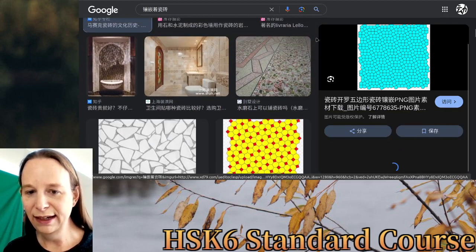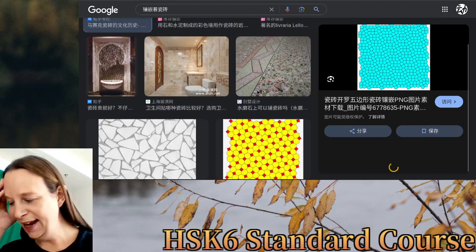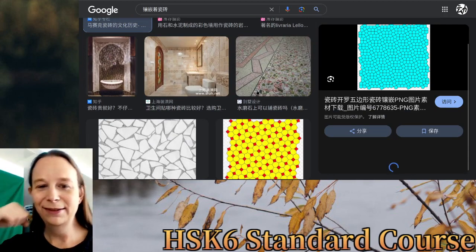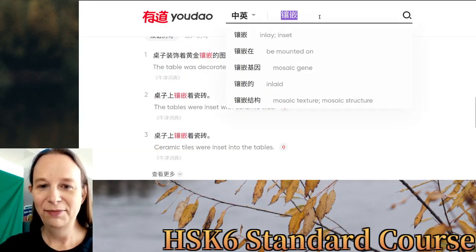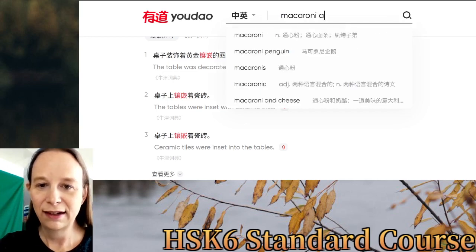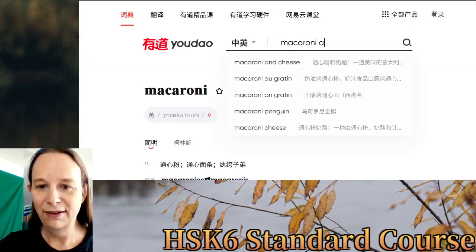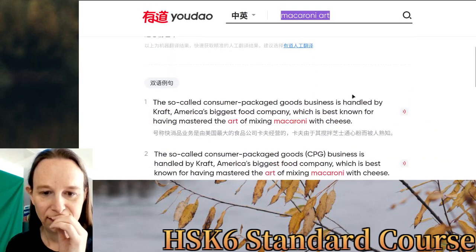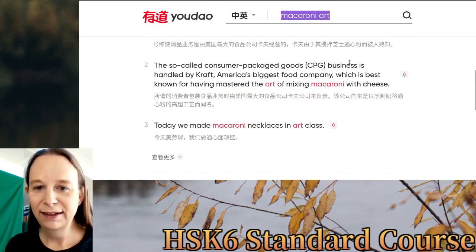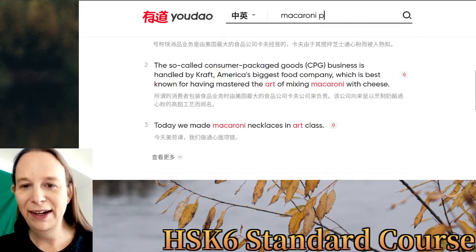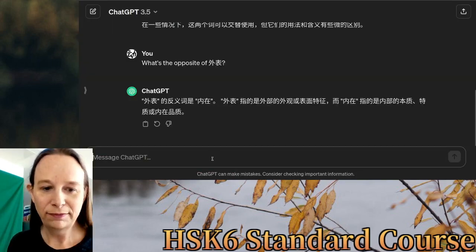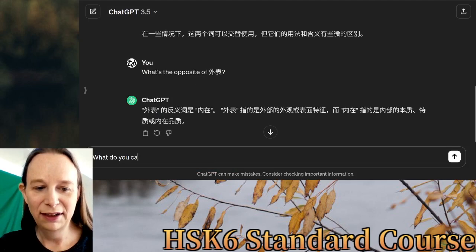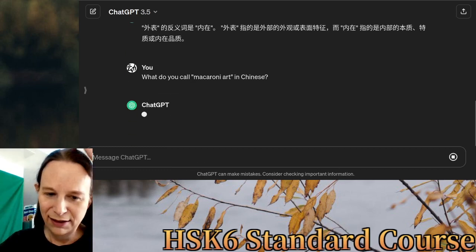So 镶嵌. So this is inlaid in the sense of you stick things in concrete or whatever and glue them together. What do you call those macaroni art things? Macaroni art? No, art. Just macaroni. Using macaroni to make paintings and things. What do you call macaroni art?